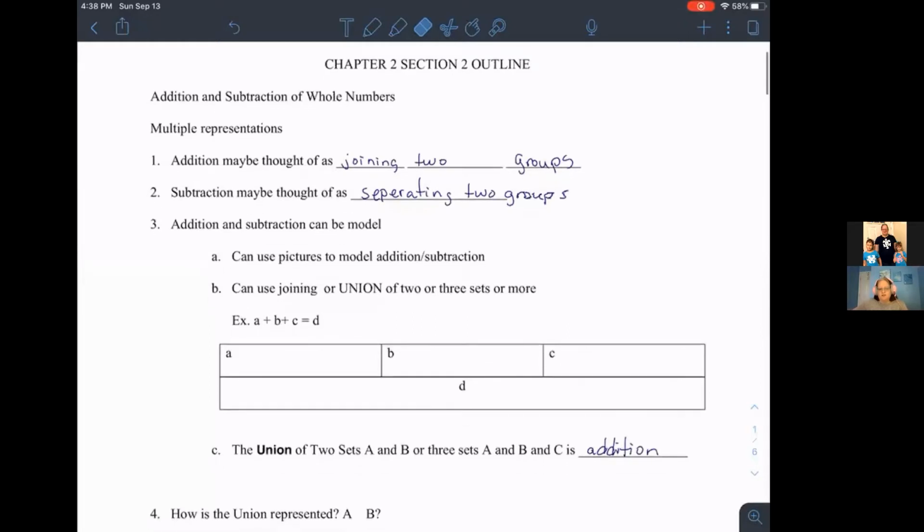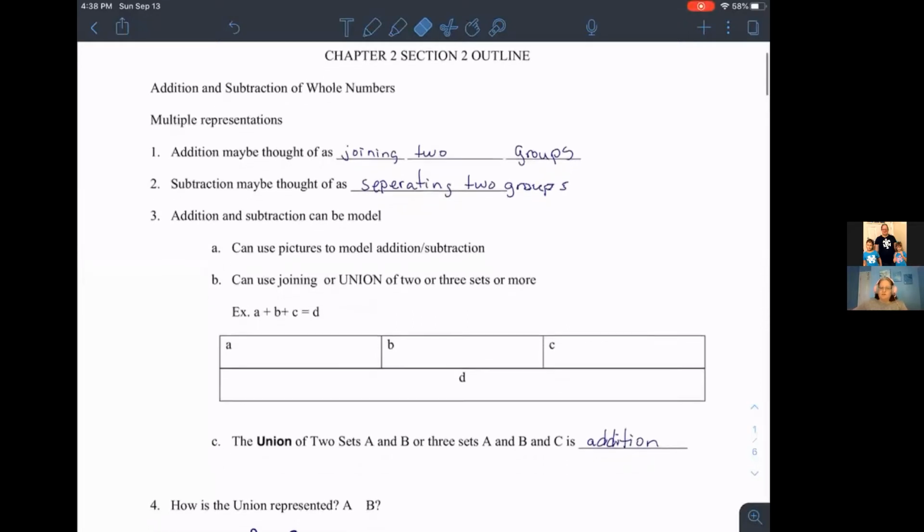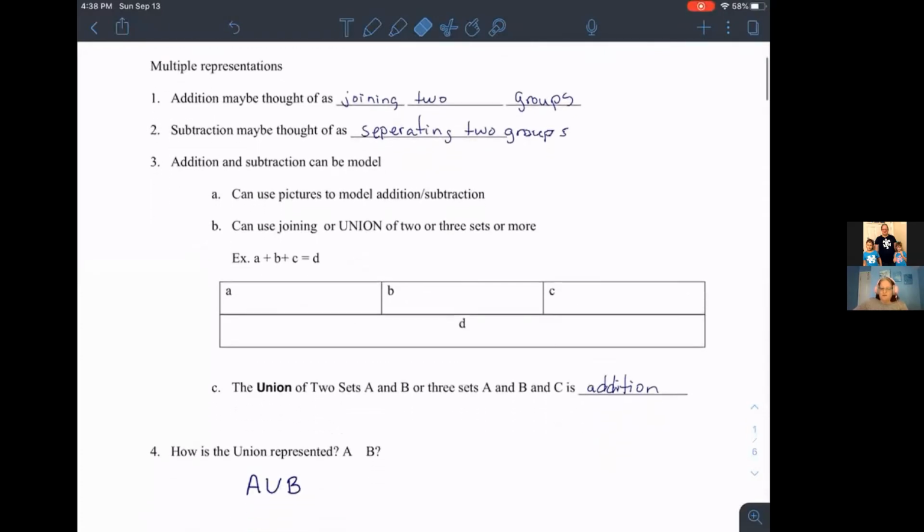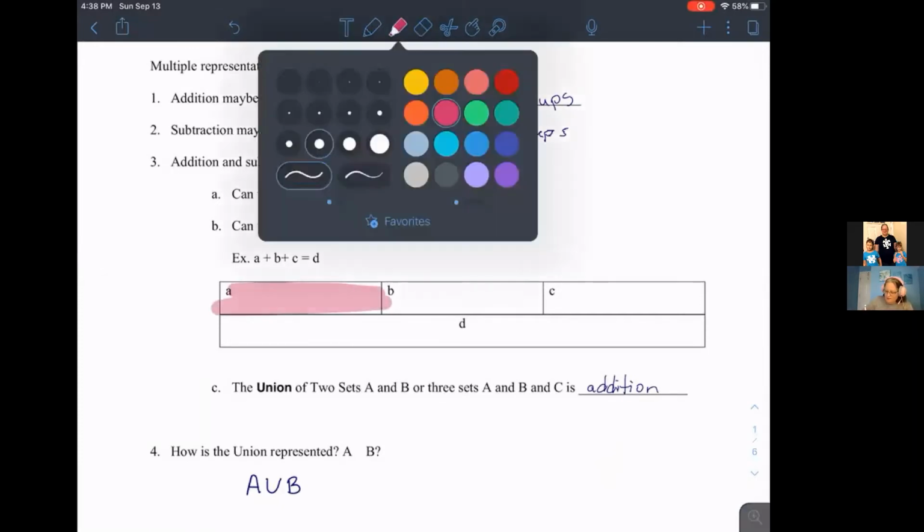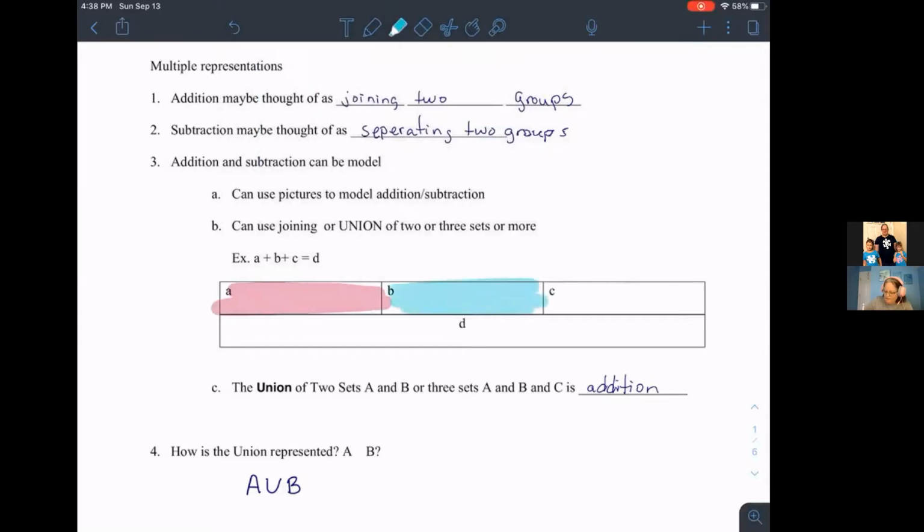You can use joining or union of 2 or 3 sets or more. Example, A plus B plus C equals D. So that just says all of this, A plus B plus C, all of that is the same as D. So it's kind of joining the three. If the three, A, B, and C, if you add them together, it equals D.